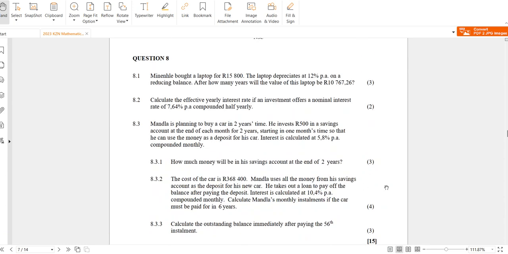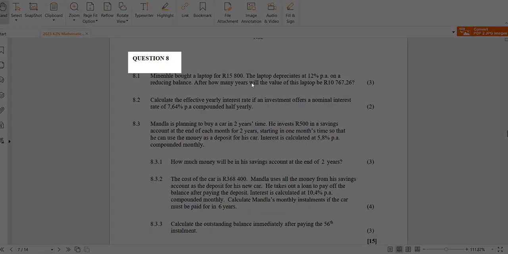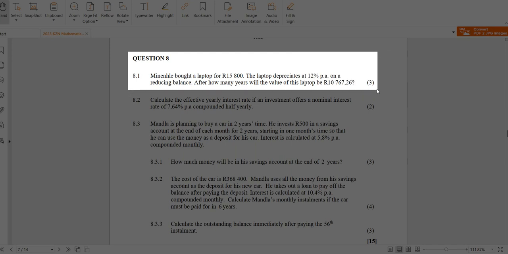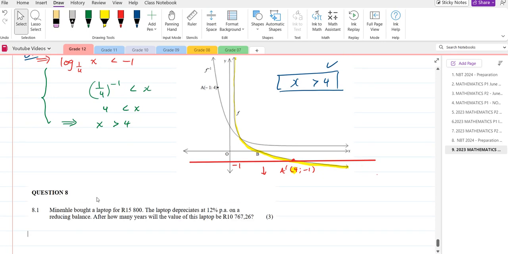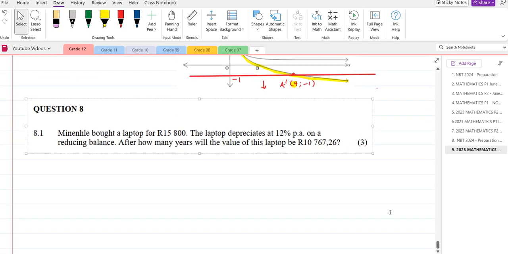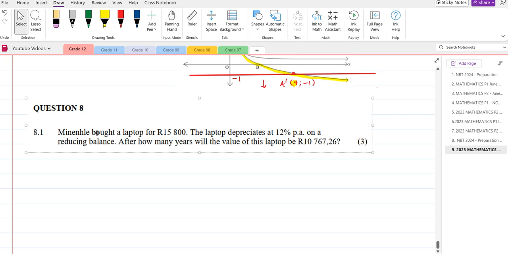Alright, financial mathematics. Let's solve. Question 1 of financial mathematics. Let's see how we solve this. So M bought a laptop for 15,800, right? The laptop depreciates at 12% per annum on a reducing balance. After how many years will the value of this laptop be 10,767.27? Now, very important is to use those formulas given in the formula sheet.